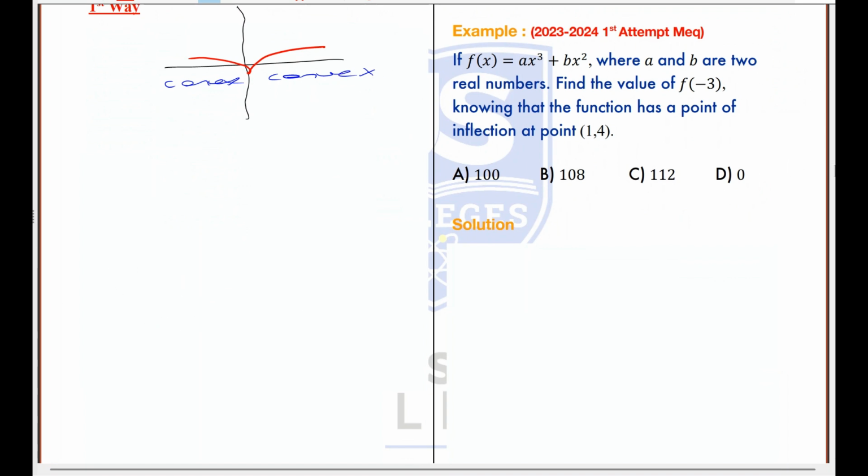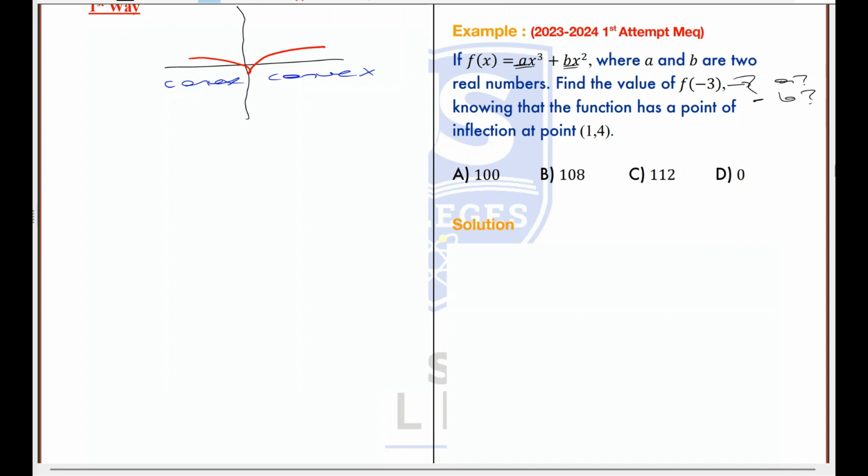2024 first attempt. The original function is given. Find the value of f of negative 3, knowing that the function has a point of inflection at (1, 4). In order to find the value of the function at negative 3, we should know these unknowns, a and b, right? So we cannot find the answer without knowing a and b. So this is what we have to do first, finding a and b.